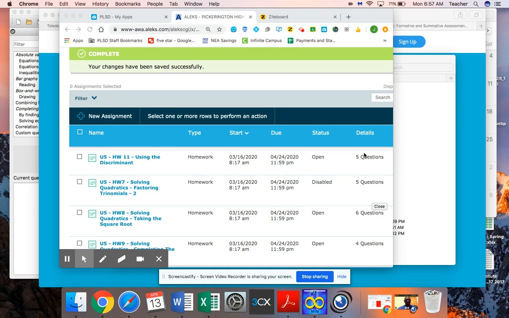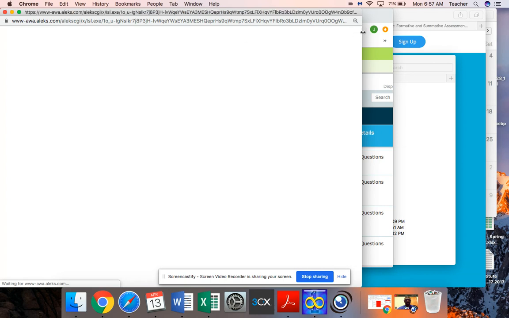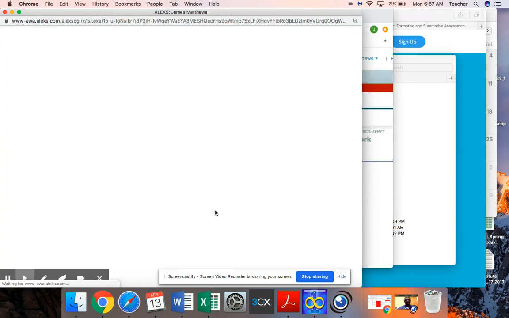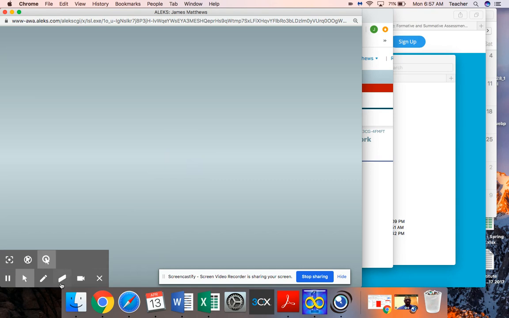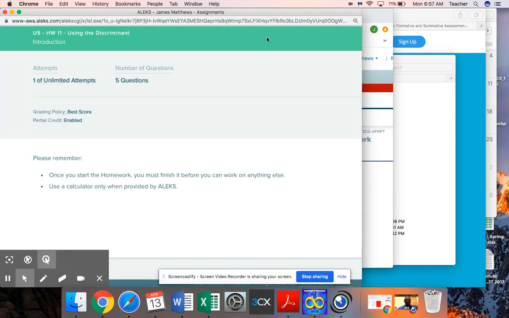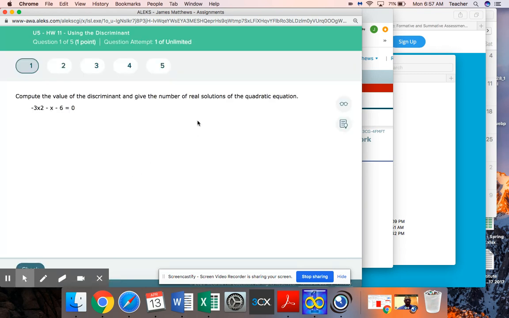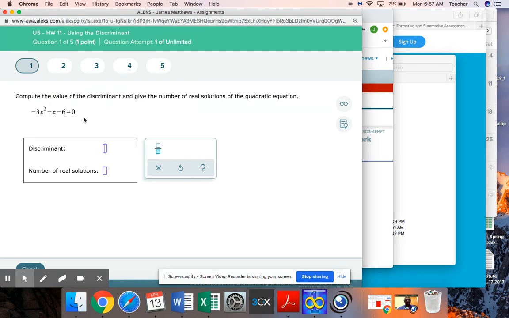And we're back. All right, this time around, we're going to do some examples of actually calculating the discriminant to see how many solutions our quadratic equation actually has. So if we go to Alex, we'll be able to use our discriminant here. I actually don't want to open it up. I want to preview it. And in our preview, I'll be able to start it. And in this problem, it says exactly to compute the value of the discriminant and give the number of real solutions of the quadratic equation for the discriminant.